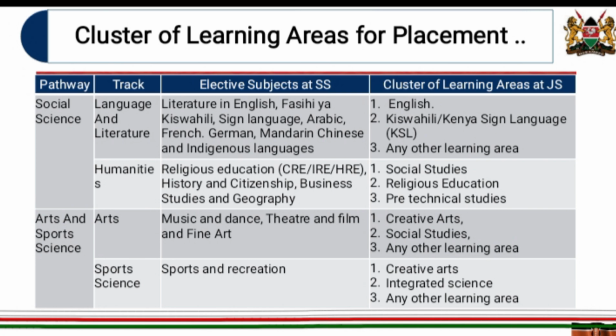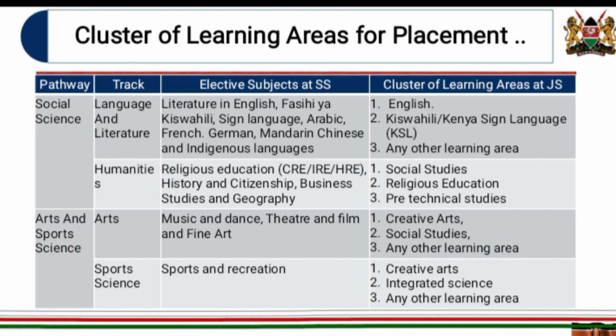When we talk about humanities, that is religious education at senior school, that is history and citizenship, business studies, and geography. So at grade 7 to 9, this learner is supposed to be focusing on social studies, religious education, and pre-technical studies. Then we have the third pathway as arts and sports science.